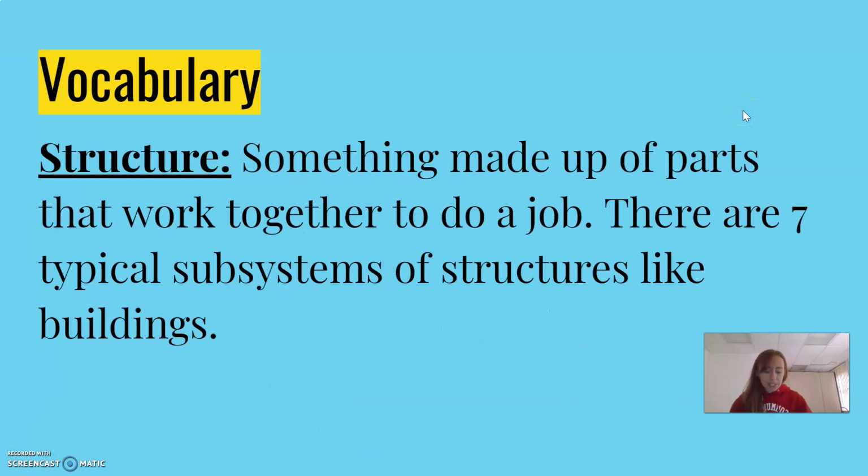All right, so quick definition of structure. You don't have to write this one down. I think we mostly know what a structure is, but I want to get us all on the same page about this. So something made up of parts that work together to do a job. There are 7 typical subsystems of structures like buildings. We could also use the word structure to describe things found in nature, but we're mostly going to be talking about human engineered structures like buildings, bridges, that type of thing.